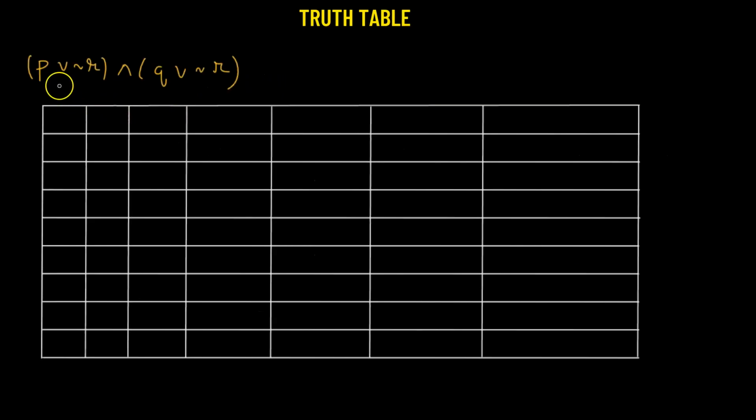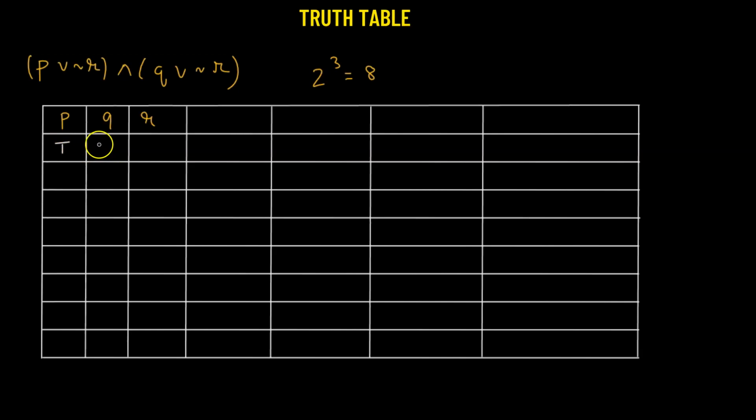We need to construct a truth table for this given compound statement, P or not R, and Q or not R. Here we have three simple statements, P, Q and R. Since there are three statements, we will have a total of 2 raised to the power of 3, which is equal to 8. So there will be 8 possibilities. Let's note all of them down.